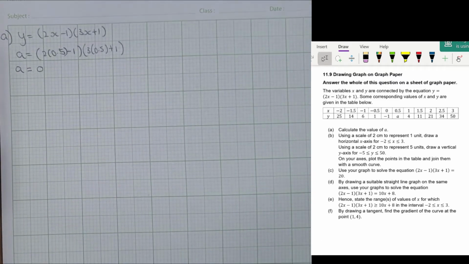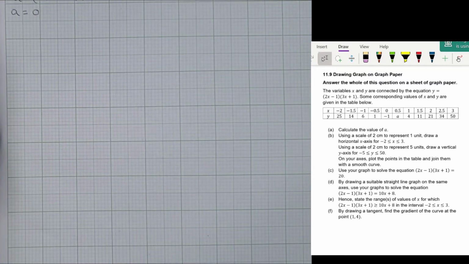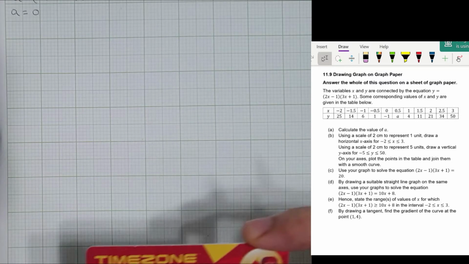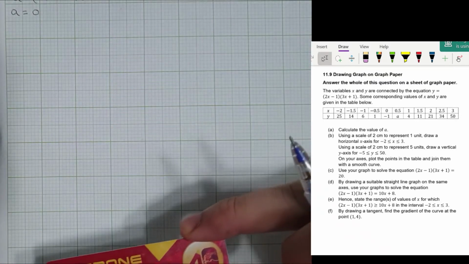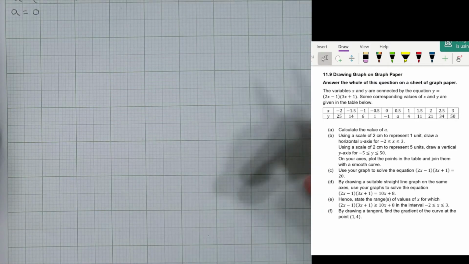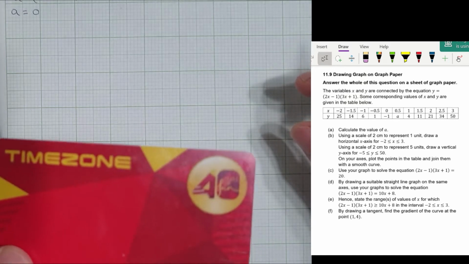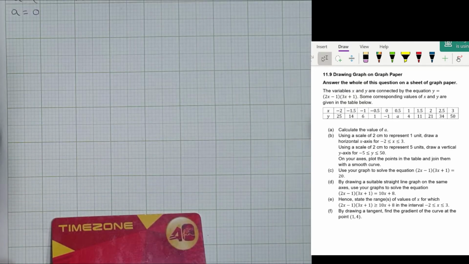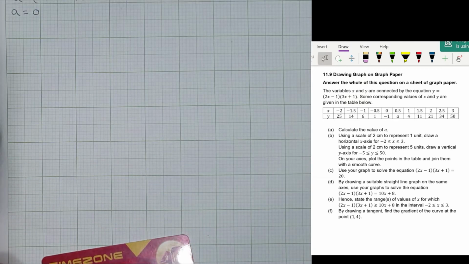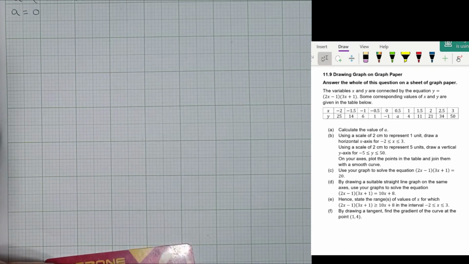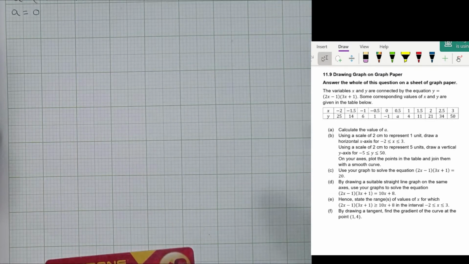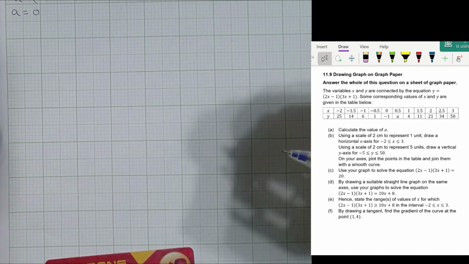Because the x is from -2 to 3, okay, first I have to apologize because I forgot to bring back my ruler during this COVID period. So I have to use my handy dandy time zone card. Okay, because x is between -2 to 3, which means that from 0, x is quite kind of like in the middle.